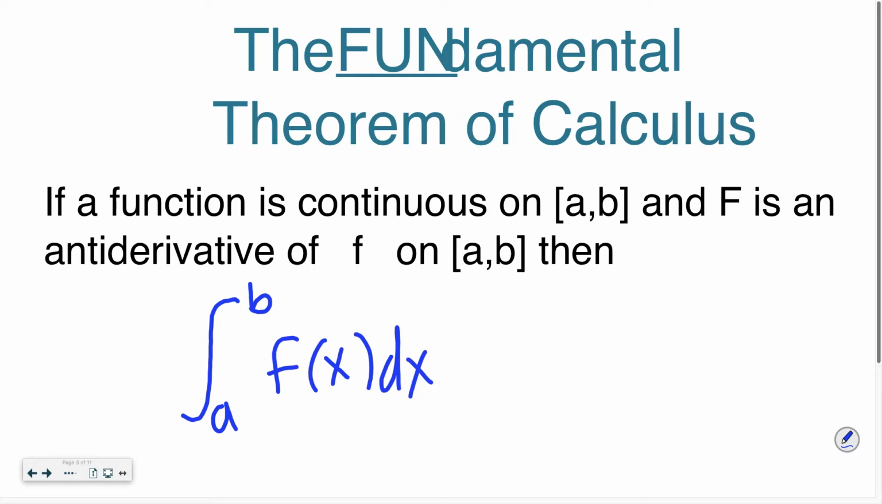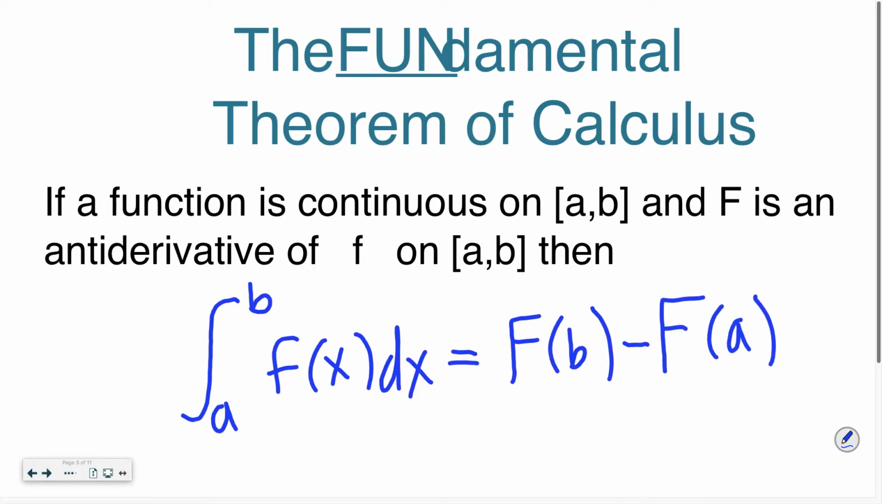Now, shortcut. What we can do is we can take the antiderivative of b minus the antiderivative of a, and we're done.